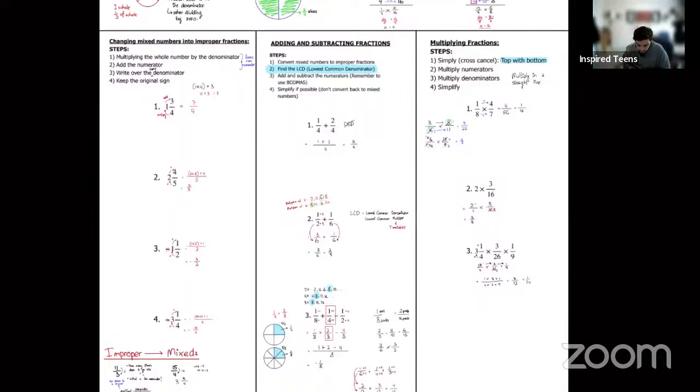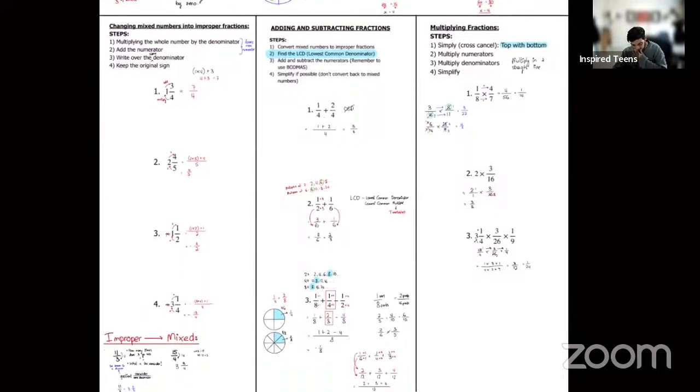So yes, we were discussing converting mixed numbers into improper fractions, adding and subtracting fractions, as well as multiplying fractions. These are all important. Remember, adding and subtracting fractions, we utilize the LCD. And multiplying fractions, we just multiply in a straight line. So that works.